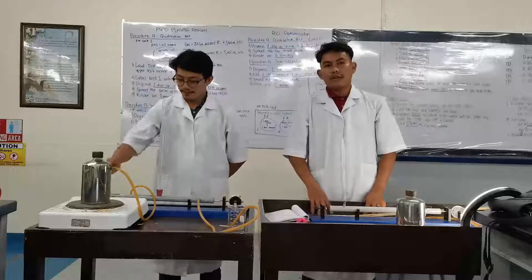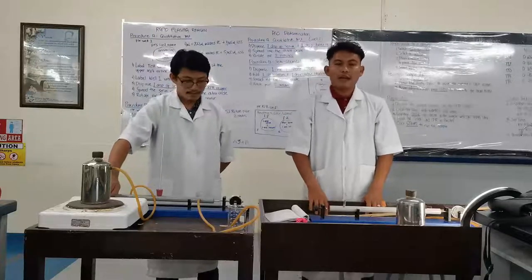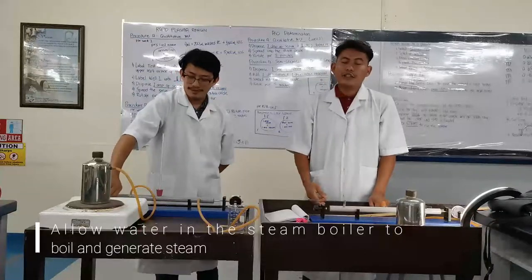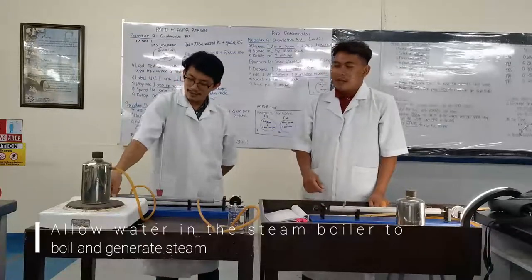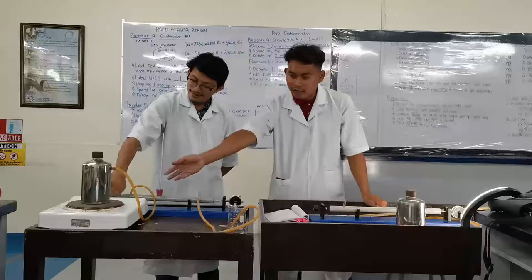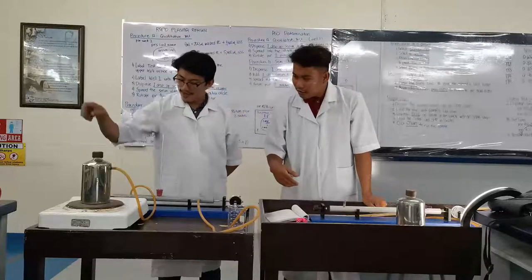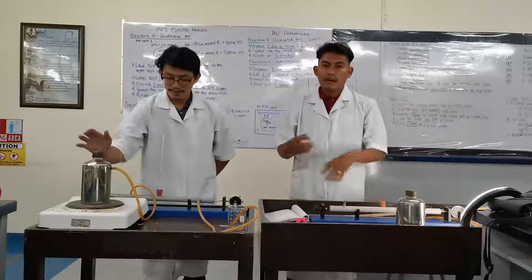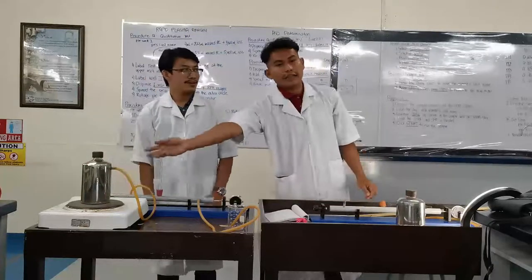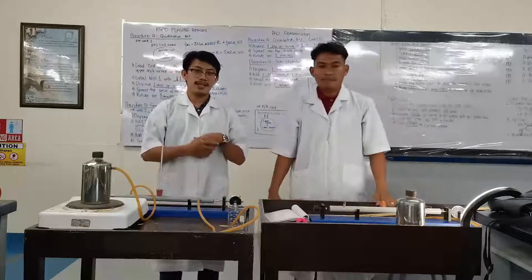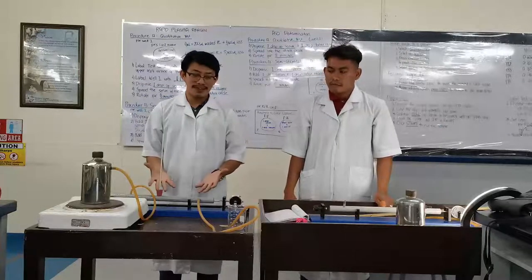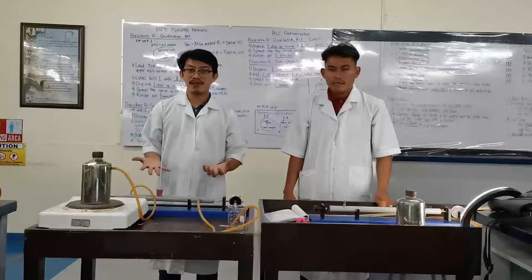For our third step, we allow the water in the steam boiler to boil and generate steam. So we will heat it, and we will wait until the water inside our steam boiler really boils. It will produce steam. That steam will heat our metal, and then our metal will expand.